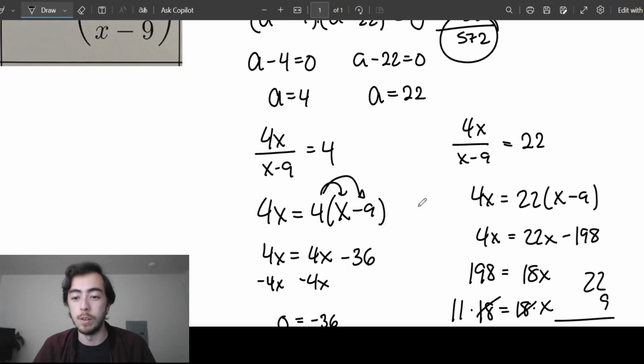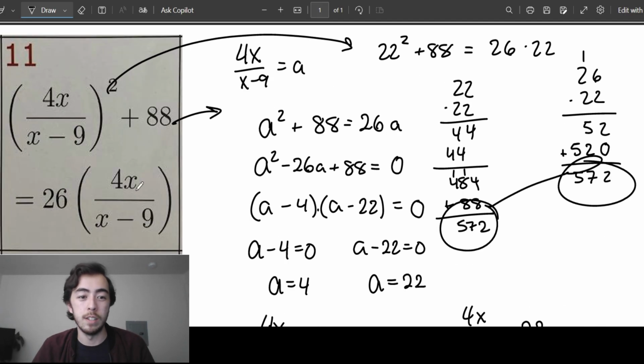Great. So when x is 11, this fraction value is 22. And just to double check, plugging that back in, we do get the same number on both sides of our equation, so they are equal.